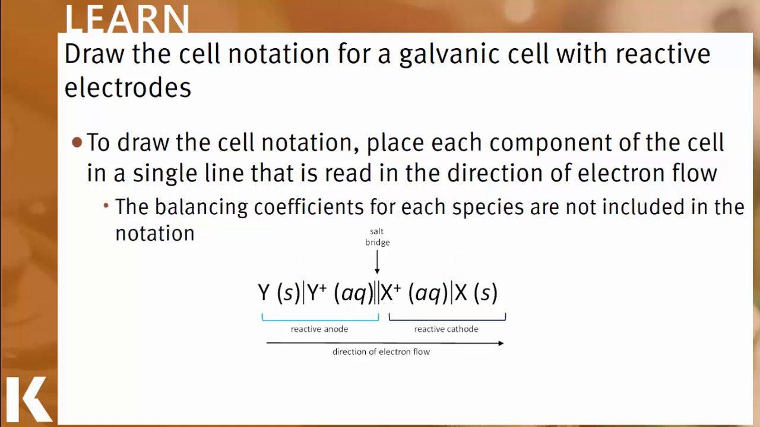The stoichiometric coefficients for the balanced redox reaction do not factor into the cell notation. The ability of the molecules to gain or lose electrons is inherent to the molecule itself and does not depend on the identity of the other half reaction.